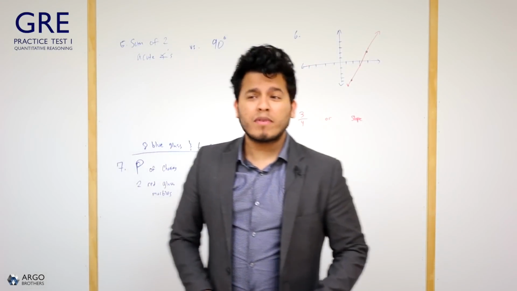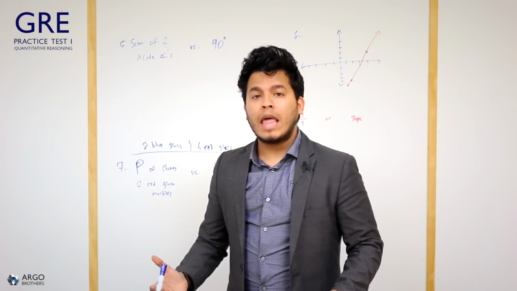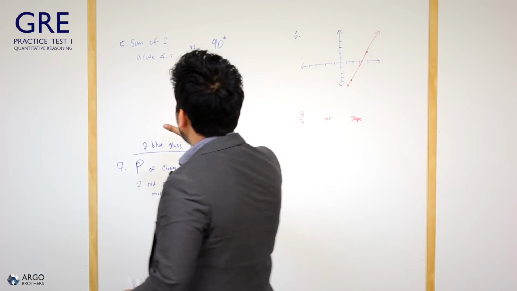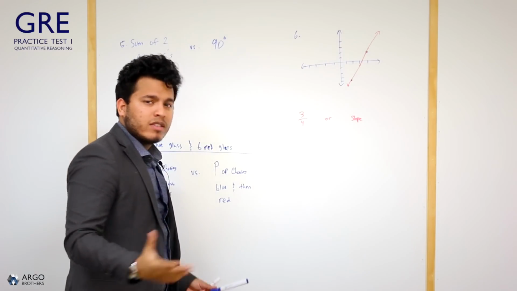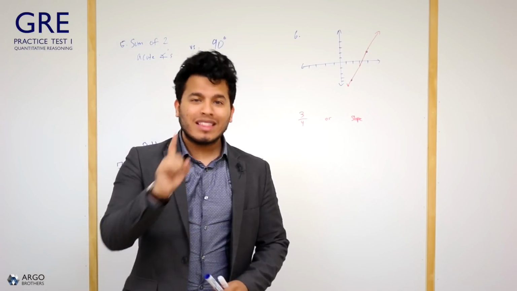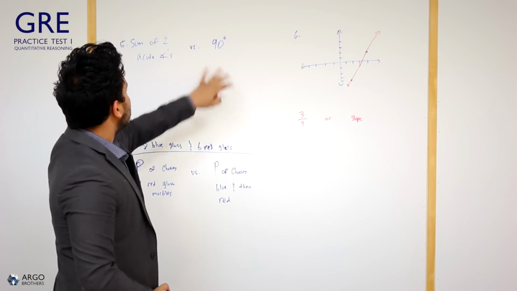So now, question number 5. The sum of two acute angles versus 90 degrees. Which column is greater? So the sum of two acute angles. Well, what is an acute angle? What is the definition of an acute angle? An acute angle is defined as any angle less than 90 degrees. So less than 90 degrees versus 90 degrees.